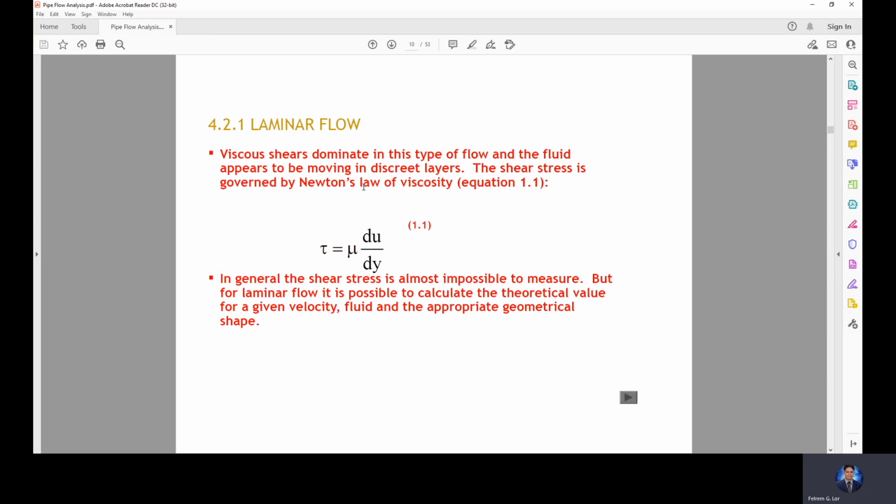Okay, so laminar flow. Laminar flow is being dominated by the viscous shear. So viscous shear dominates in this type of flow, and the fluid appears to be moving in discrete layers. So mind that if we can experiment. I don't know if we can improvise an experiment in your home. Anyway, we will just talk about the experiments later. Unahon lang nato ang theory. Later on, I will discuss how to conduct experiments even without a laboratory. Later on in the later part of this course.